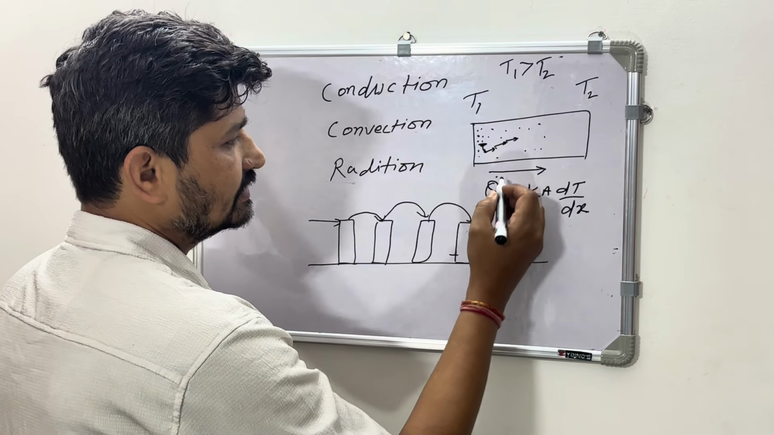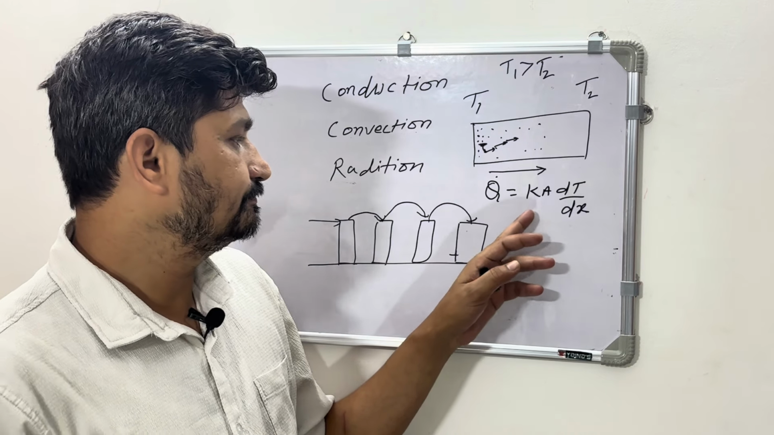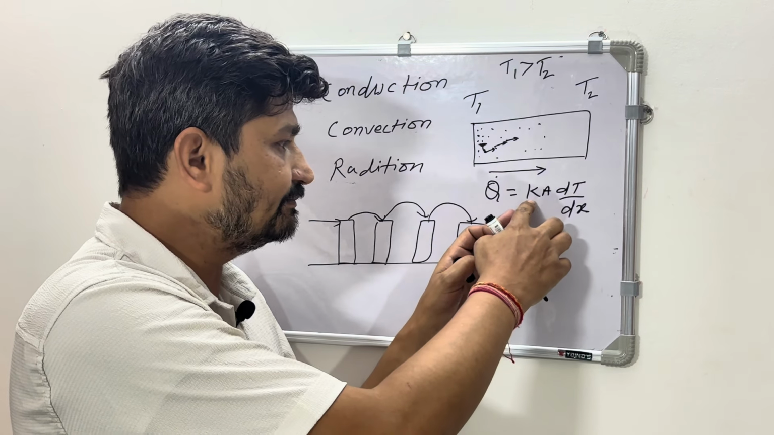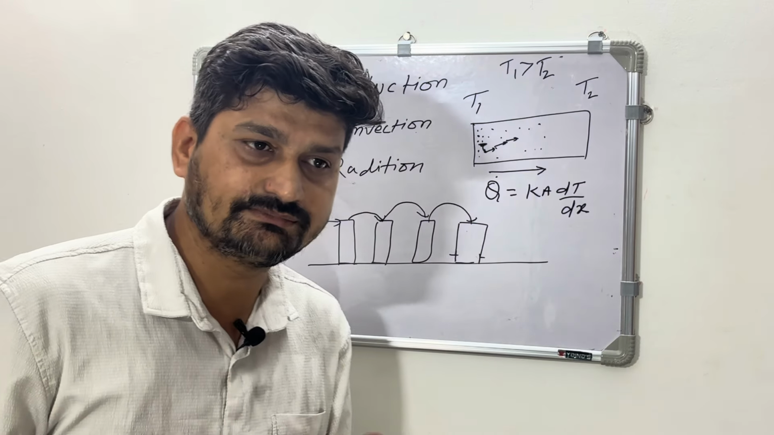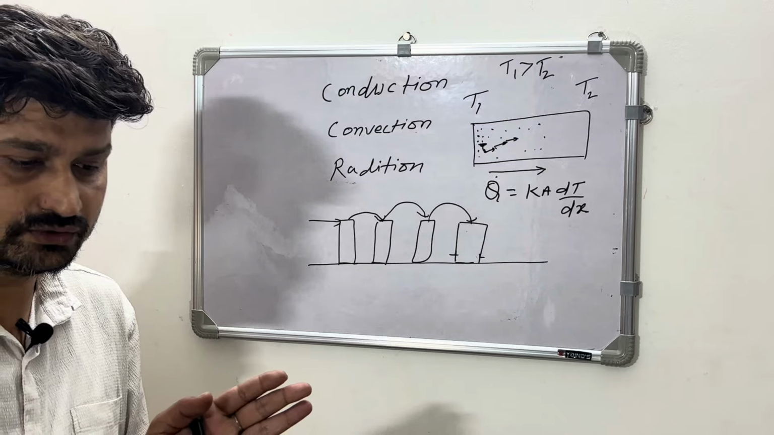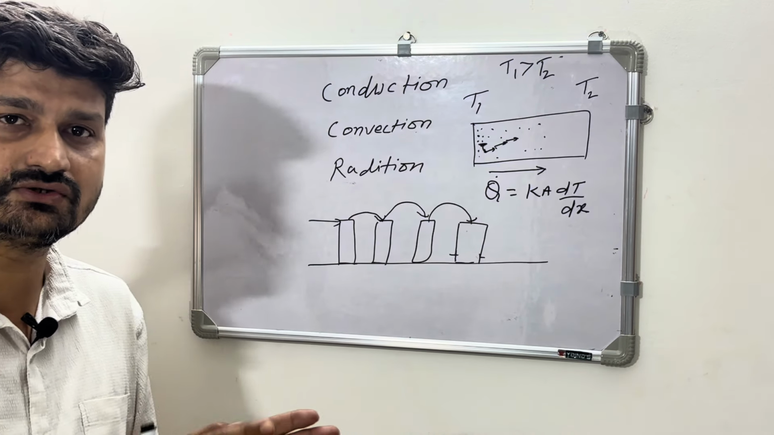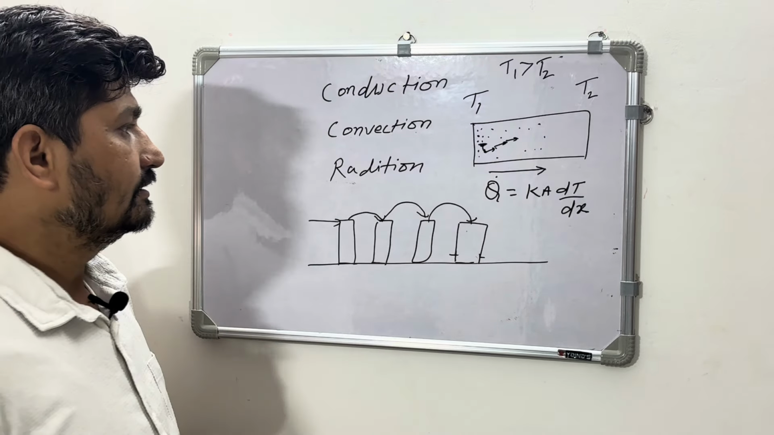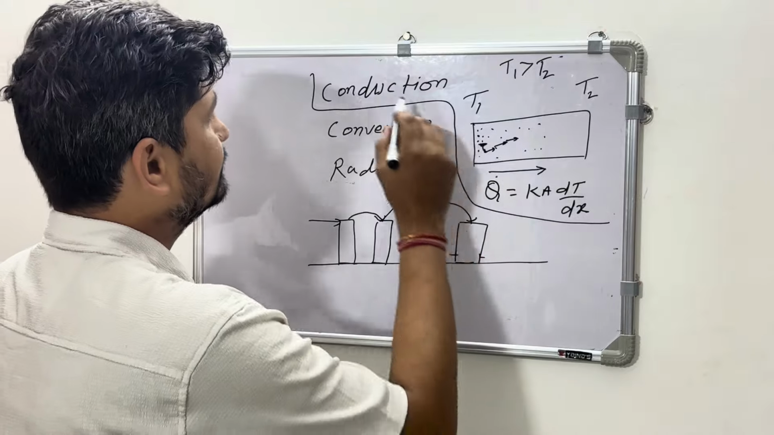Q is the rate of heat transfer, in kilowatts. K is the conductivity of the material, which depends on the material. A is the area, and dT/dx is the gradient of temperature as temperature goes from one position to another, so it is the slope or difference. Now this is the basics of conduction heat transfer.